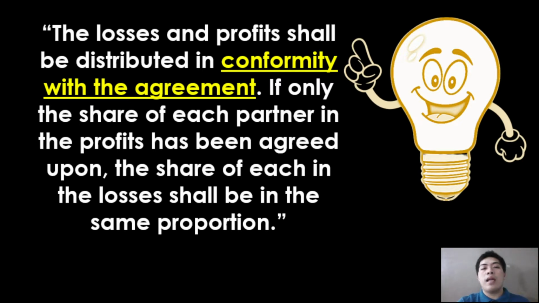Ngayon, yung ibig sabihin niyan, kung nag-agree lang yung partners na yung ratios nila related lang dun sa division ng profits, paano kung nagkaroon din ng loss? Yung loss i-distribute din in the same way dun sa profit distribution. So, sa madaling sabi, kung profit ratios lang yung meron, tapos nagkaroon ng loss yung partnership, yung loss i-distribute in accordance dun sa profit ratio.